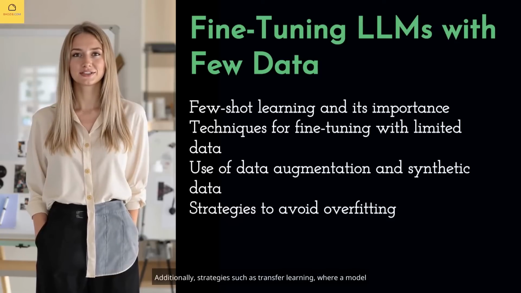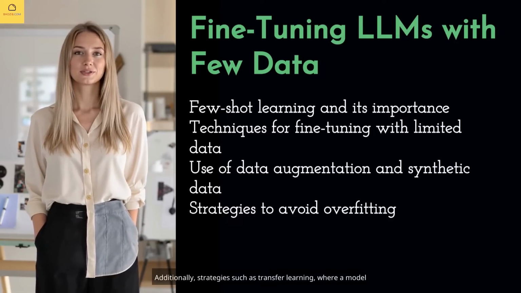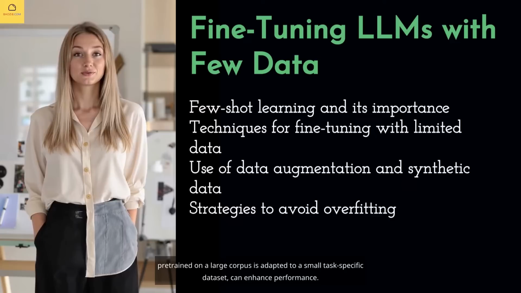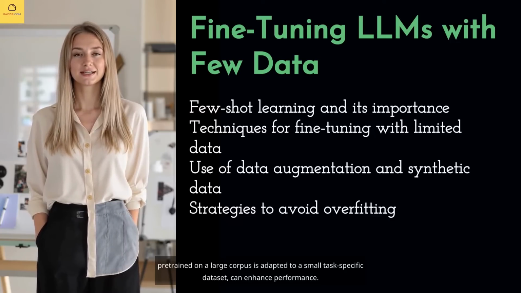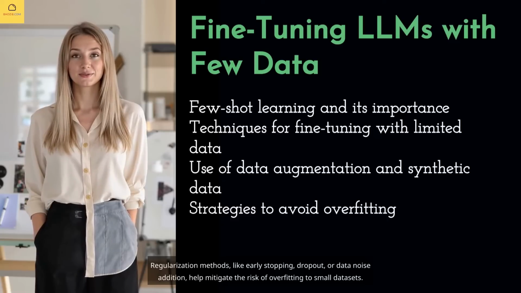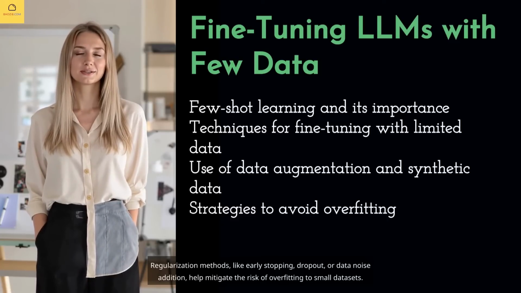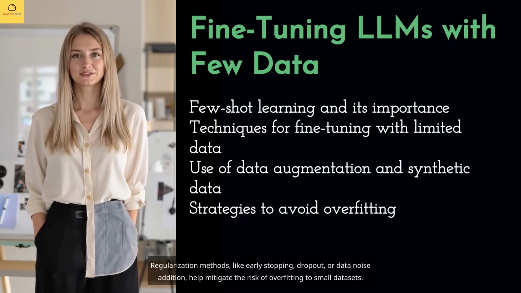Additionally, strategies such as transfer learning, where a model pre-trained on a large corpus is adapted to a small task-specific dataset, can enhance performance. Regularization methods like early stopping, dropout, or data noise addition help mitigate the risk of overfitting to small datasets.